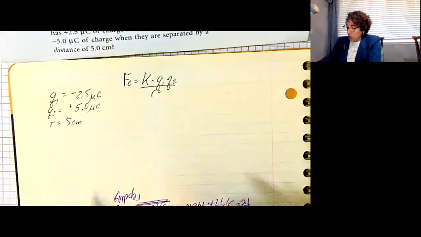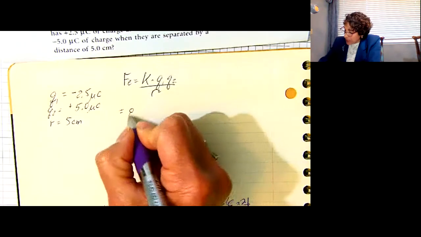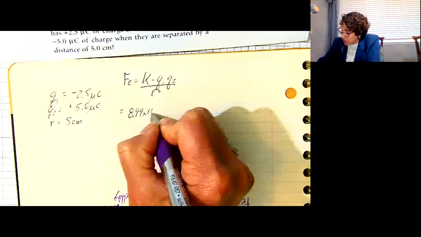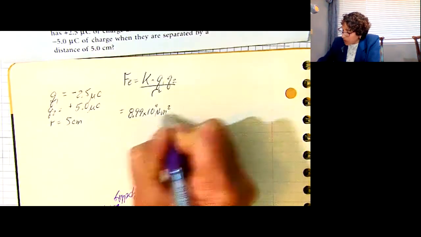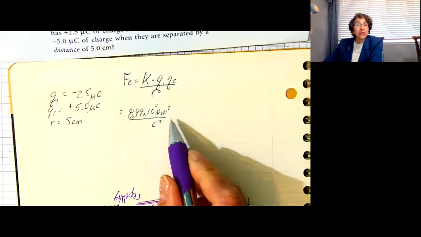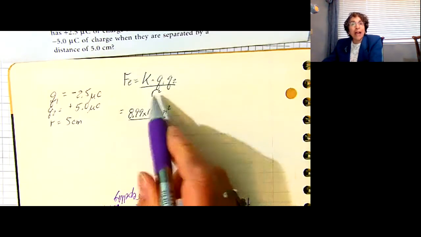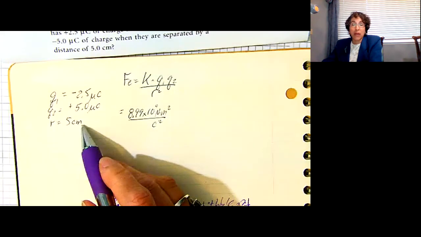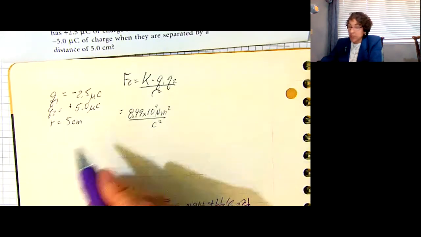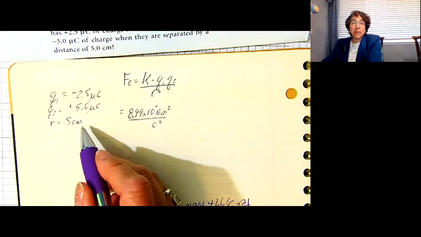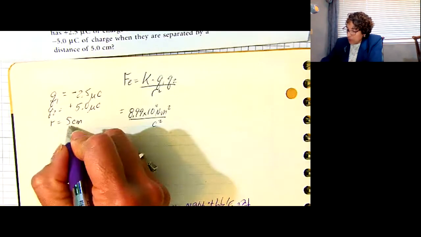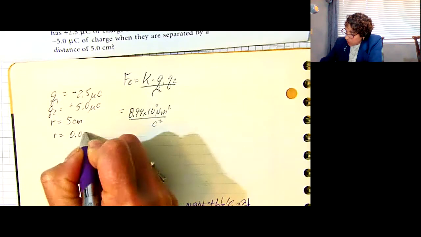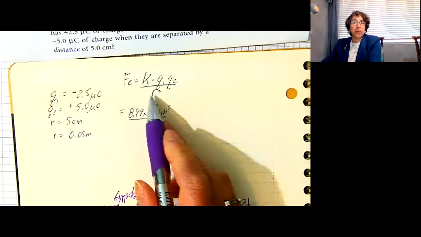Okay, so K is 8.99, what is it, times 10 to the 9th. I don't have this one memorized. Newton meters squared all over coulomb squared. Oh, it's meters squared. So if I want factors here canceling out, then I better be using the same units. So this centimeter is not okay. It has to be in meters. Okay, so there's 100 centimeters in 1 meter. So I'm going to divide this by 100. So R is equal to 0.05 meters. Okay, that takes care of this part right here.